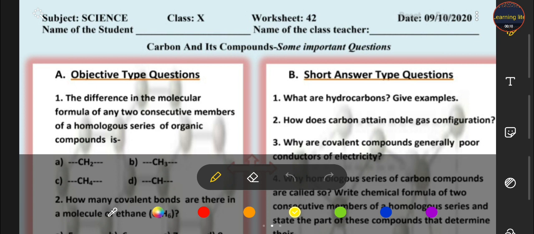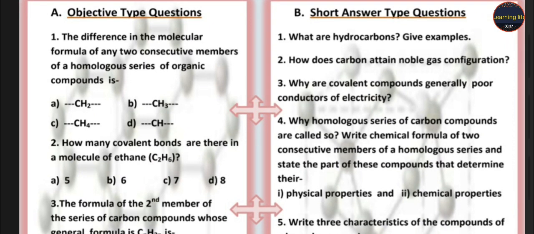Students, in the last worksheet we discussed the chapter Carbon and its Compounds, and today we have a practice assignment. Some important questions are here: objective questions, short questions and long questions. We have to solve it, students, and if we solve it easily, it means we can easily understand all the concepts related to carbon and its compounds. So let's move with me. Let's try to solve it. It's very easy, students. Don't have any fear about it.